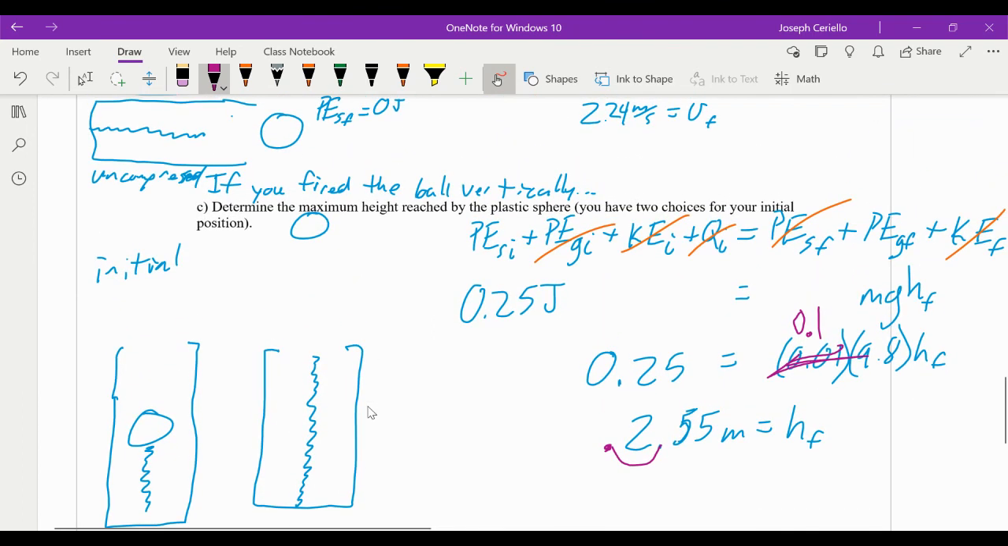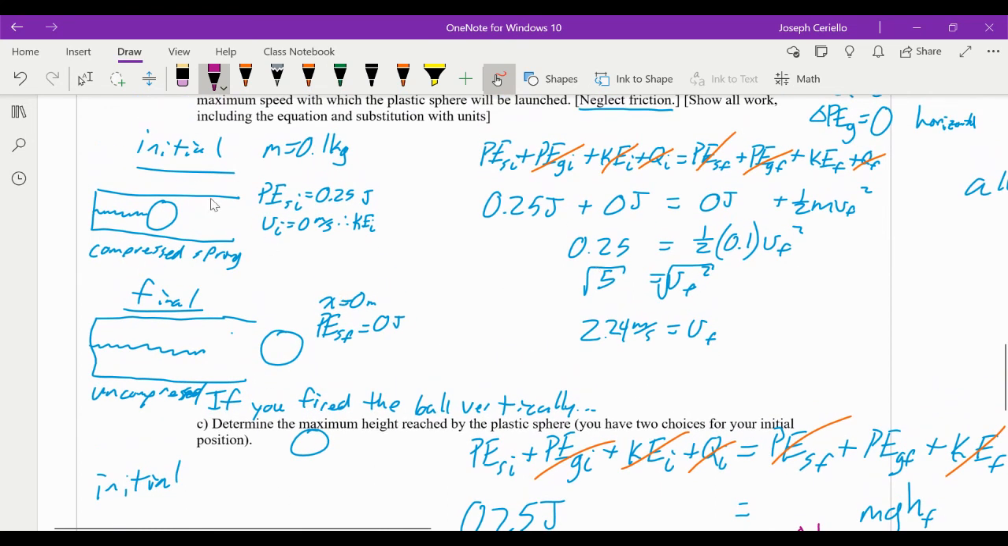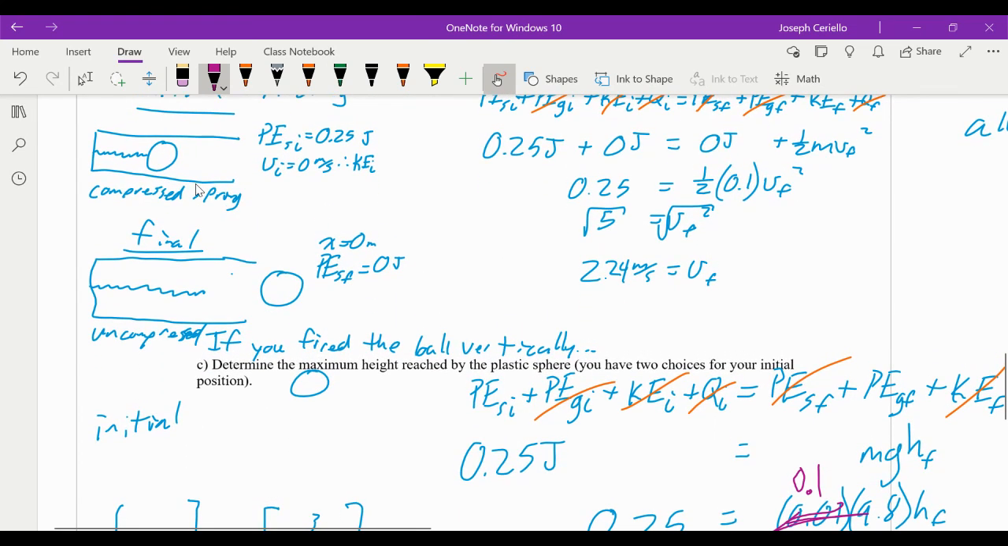No worries. All right. So always draw your pictures, always write out all of your types of energy, establish what's your initial picture, what's your final picture, and work from there. All right.